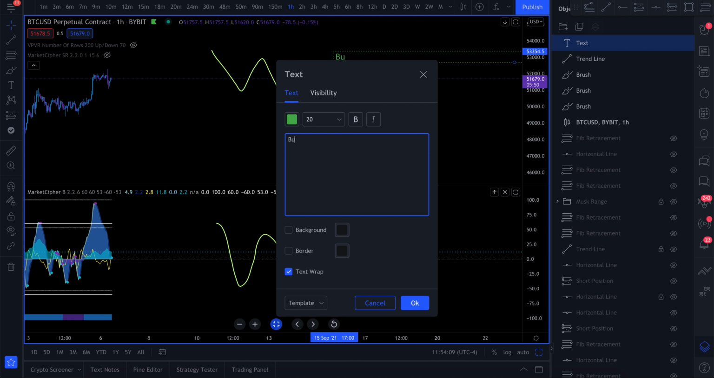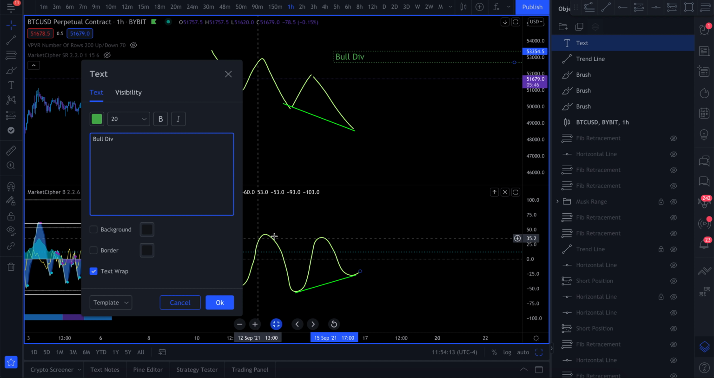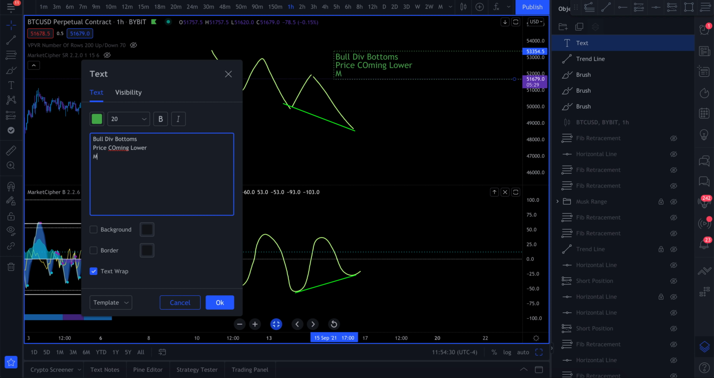So a bullish divergence, we're looking at the bottoms, okay? A bearish divergence, we're looking at the top humps. A bearish divergence is the top, the bull is on the bottom. And so, bull div is bottoms, and we want to see price coming lower. Market Cipher B coming higher.